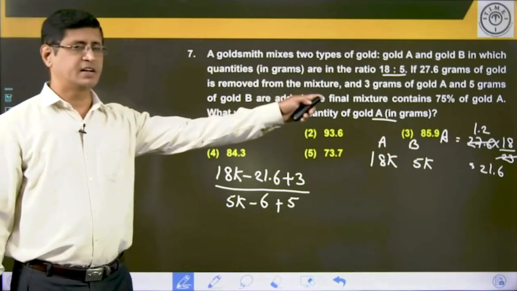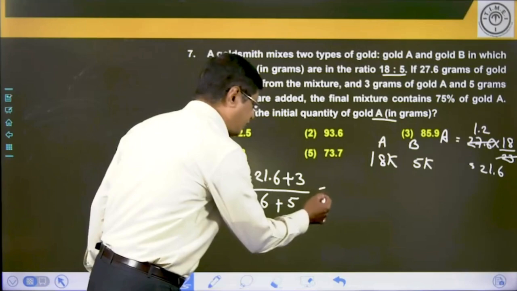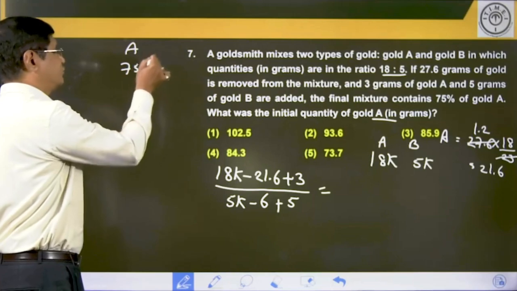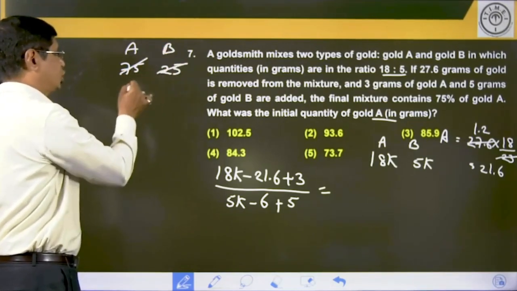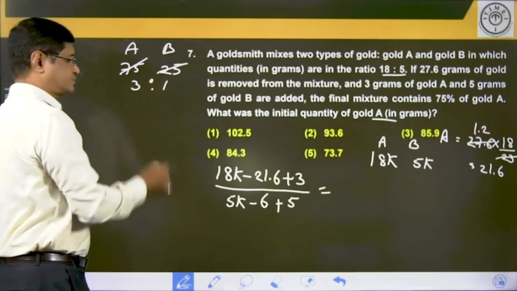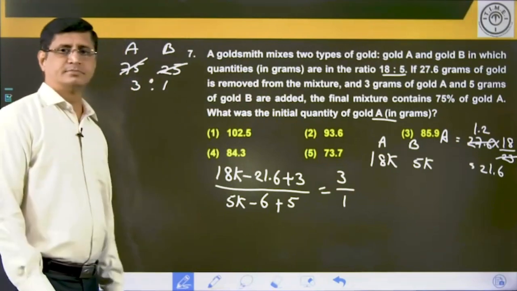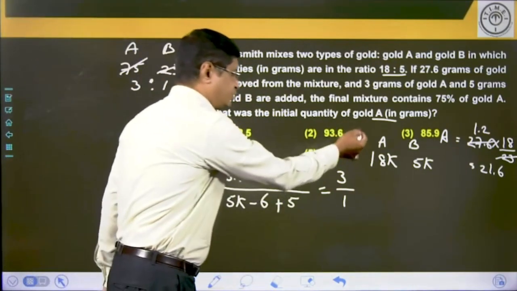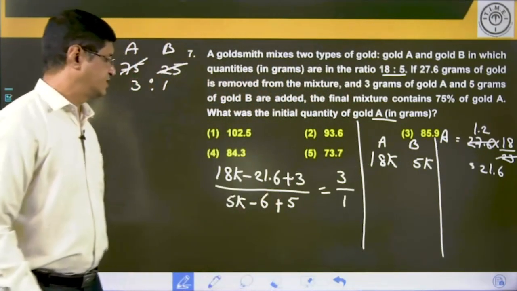Then the final mixture contains 75% of gold A. 75% means gold A is 75%, so gold B is equal to how much? 25%. The ratio is 3:1. Yes, my dear students, simplify this. On solving this, we can find the value of K.